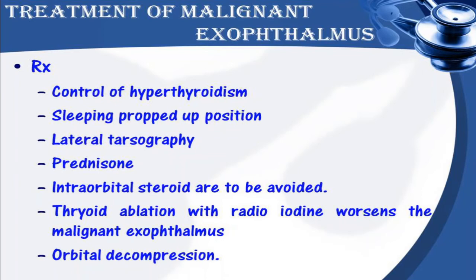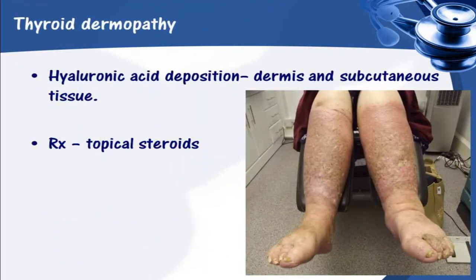So, treatment of malignant exophthalmos: control of hyperthyroidism, sleeping in a proper position, lateral tarsorrhaphy, prednisone can be used as a treatment. Intraorbital steroid should be avoided. Thyroid ablation with radioactive iodine versus the malignant exophthalmos, and you can also provide orbital decompression.